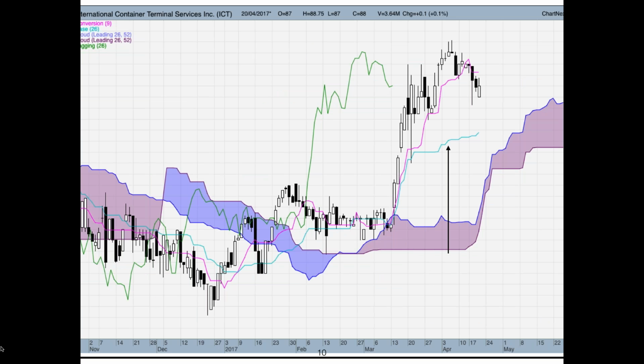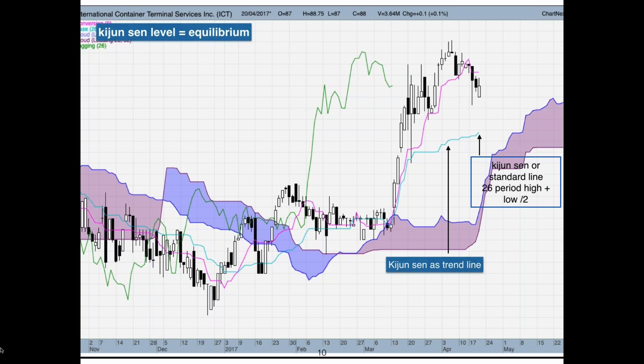Now the Kijun-sen is the blue line. It is also known as the reference line or the standard line or the baseline. The most important function of the Kijun-sen is as a measure of medium-term equilibrium. This means that if prices are too high, they will tend to return to the Kijun-sen to restore equilibrium. If prices are too low, they will have to bounce back to restore equilibrium as well. The Kijun-sen could also be used as a trail stop. So if the price breaks below the Kijun-sen, it is bearish and one must cut their losses or take profits.